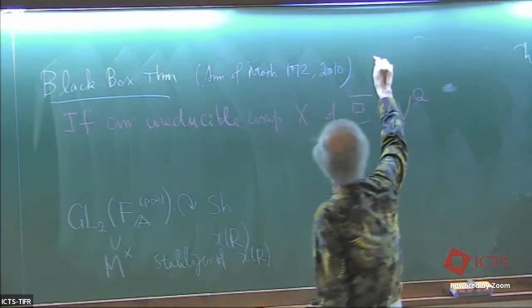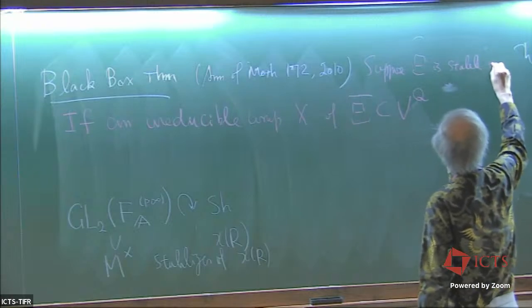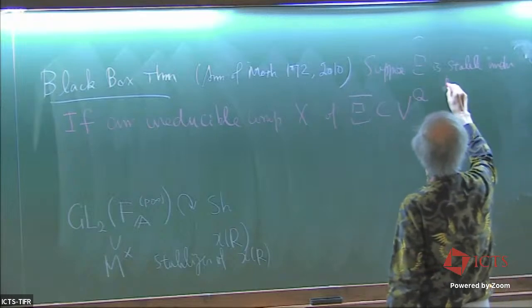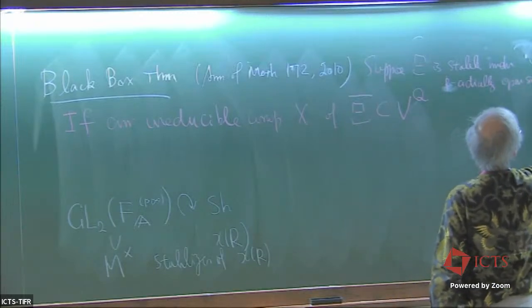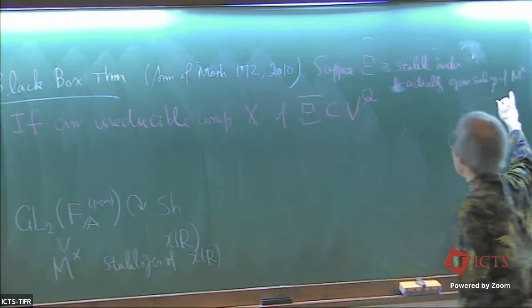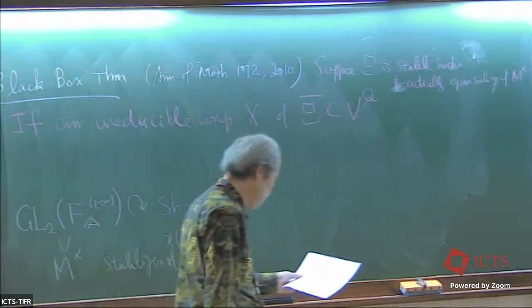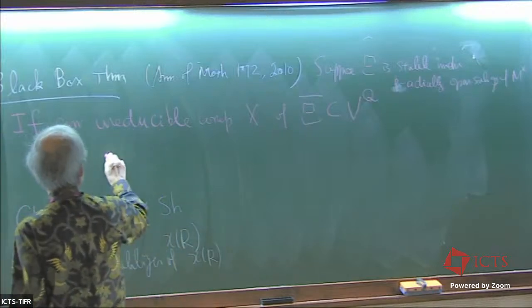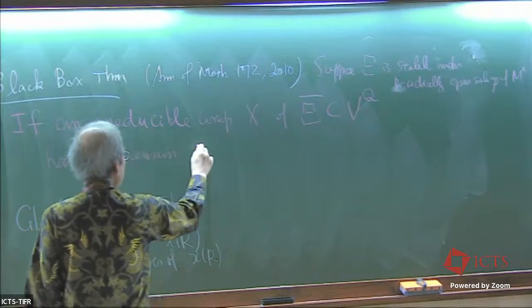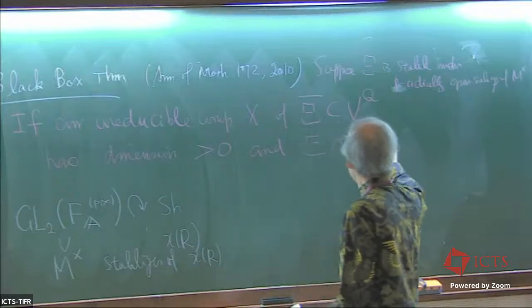Actually, I suppose Xi is stable under a p-adically open subgroup of M cross. In other words, you have a subgroup in M cross, you make a p-adic completion, you get an open subgroup of M p-adic completed. So you suppose this condition. So this irreducible component has positive dimension, and this Xi intersected X is non-empty.